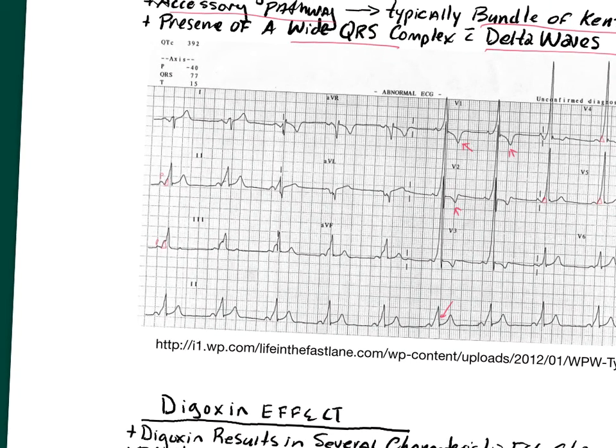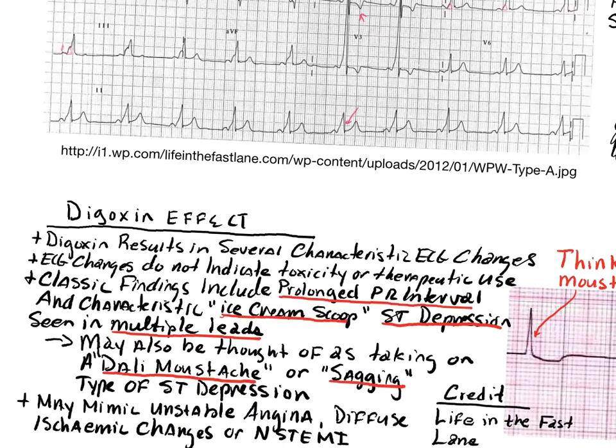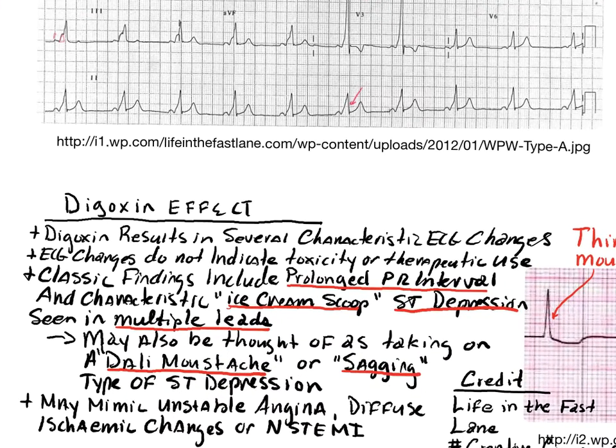Okay. The next mimic that I want to talk about is digoxin. Dig effect. It's such a well-known side effect of taking digoxin that we have a name for it, dig effect, digoxin effect. Digoxin results in several changes. The thing you need to be aware of is that these changes do not indicate toxicity or therapeutic use. So you cannot tell if somebody's dig level is too high or too low based on the 12 lead, okay?